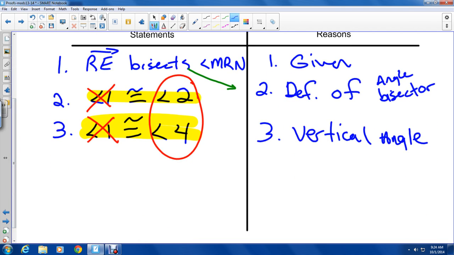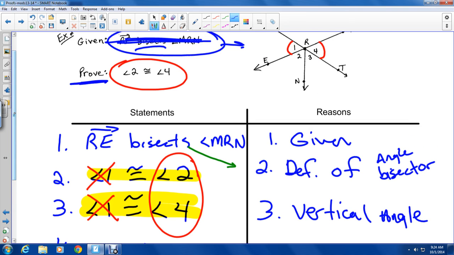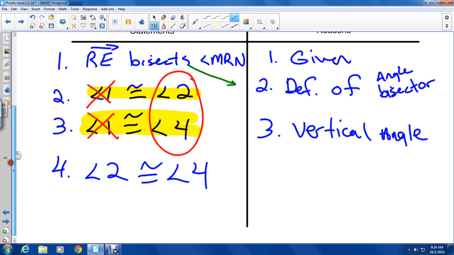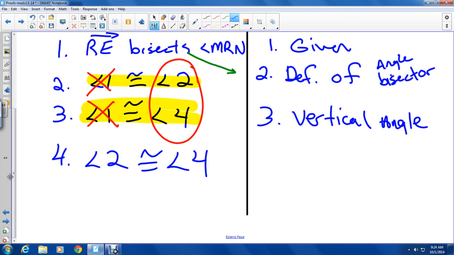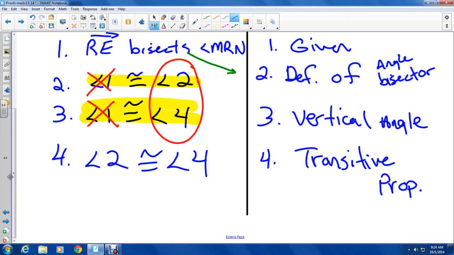I can then write my last statement. Statement 4, angle 2 is congruent to angle 4. That's what we're trying to prove after all, right up here at the top of the page. And then how do we know that? What did we do there when we crossed off the 1s? We used our transitive property to come up with that. Remember, transitive property is the one where you're crossing off the things that are the same and writing the things that are not. Let me stop this guy.